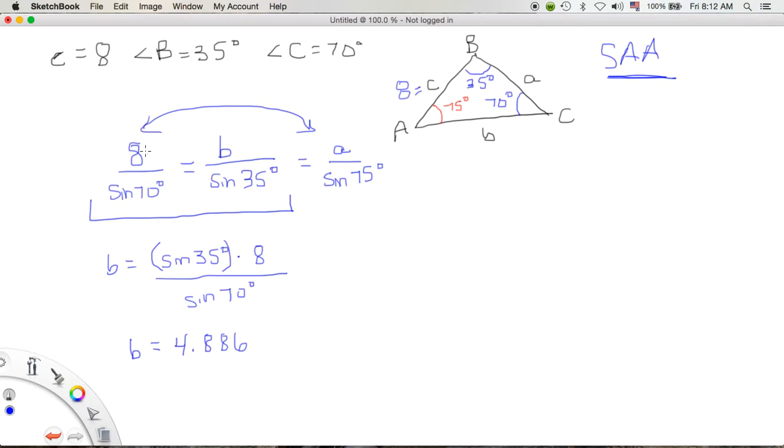And then A, we can use these. It's best if you use the original one instead of using the B, because we rounded this. So we want to make sure we're using the one that's the most accurate. So we have A equals the sine of 75 degrees times 8 all over the sine of 70 degrees. So A equals 8.223.